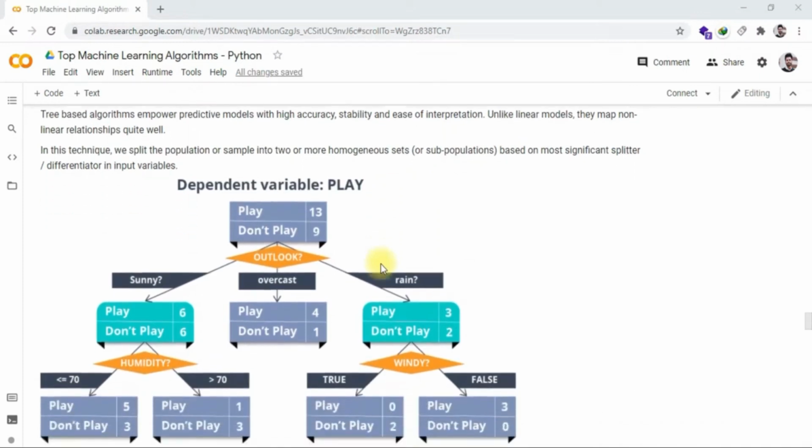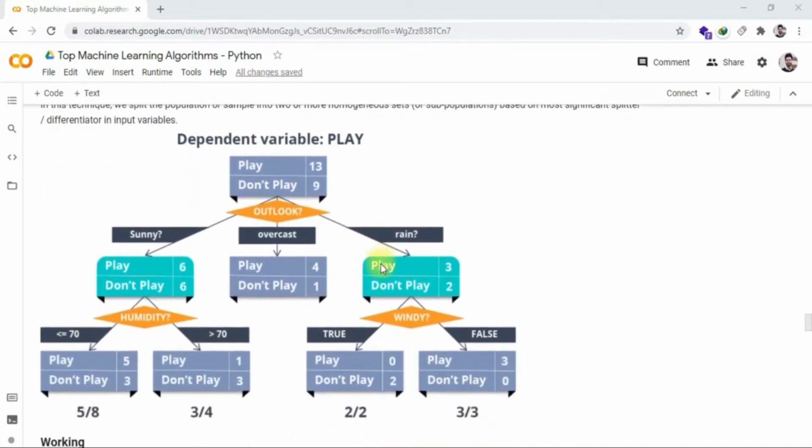Like here we have a diagram showing whether we play or not. It depends on the various conditions that we give here. The outside weather is sunny, overcast or rainy, and whether there is humidity or it is windy. On these variables we have to decide whether we play or not. So this is just the basic technique of deciding whether to play or not by using decision tree algorithms.